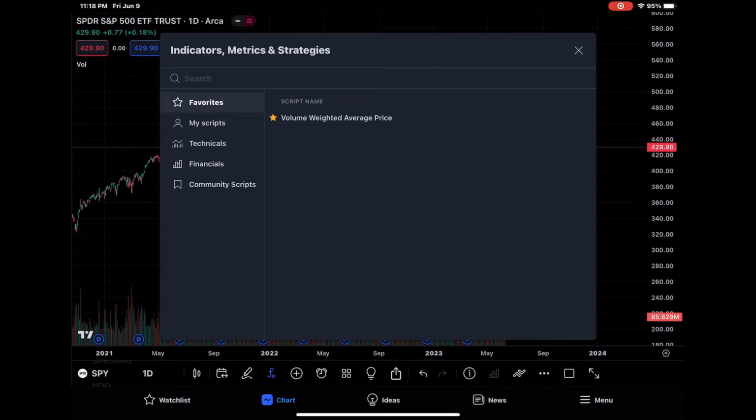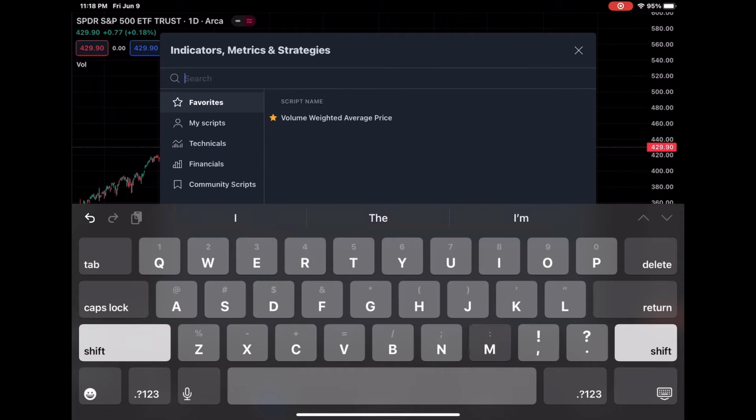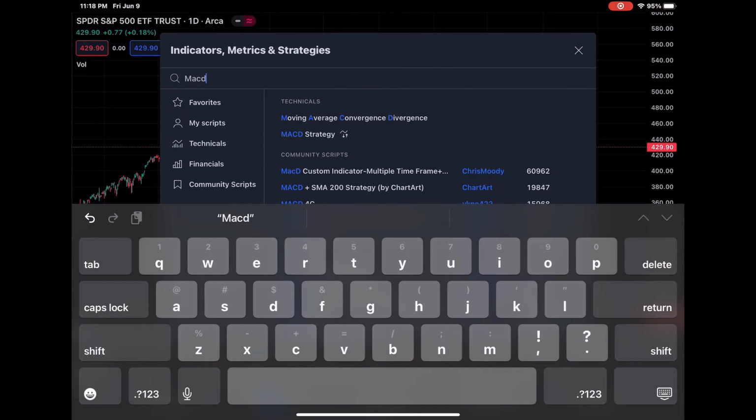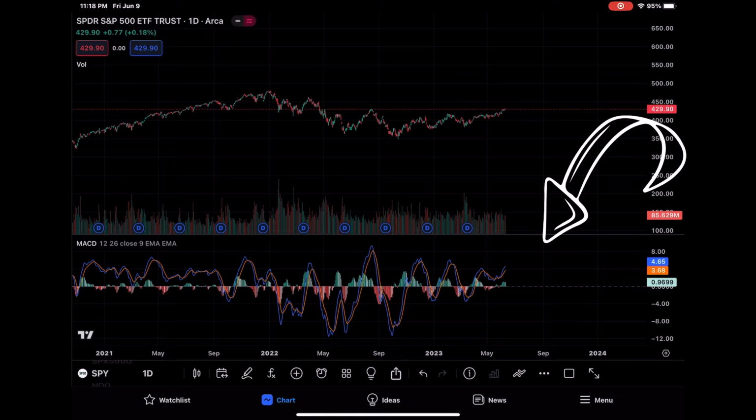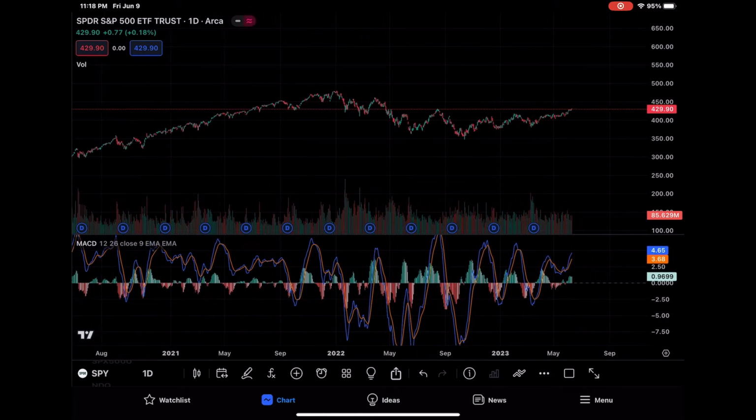To open up indicators, we're going to click on this symbol here, and we're going to be using two indicators. The first one's going to be known as MACD, which is considered to be moving average convergence divergence. And this indicator is used to identify potential trend reversals and generate buy or sell signals in a technical analysis financial market.